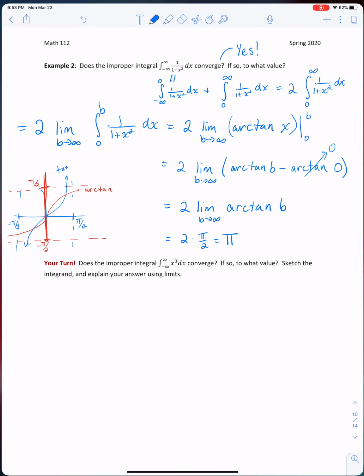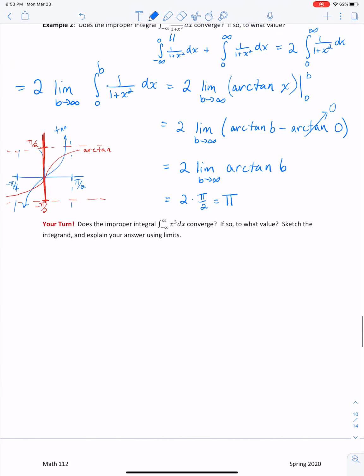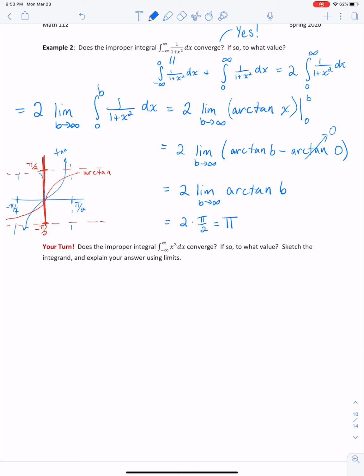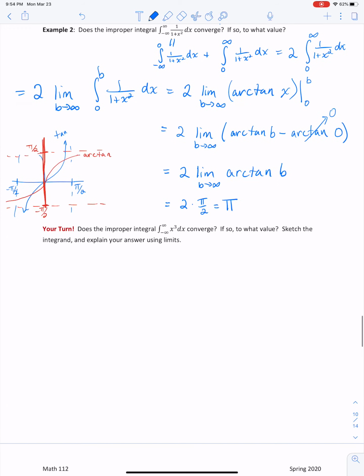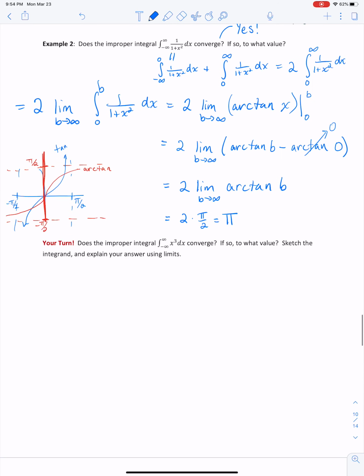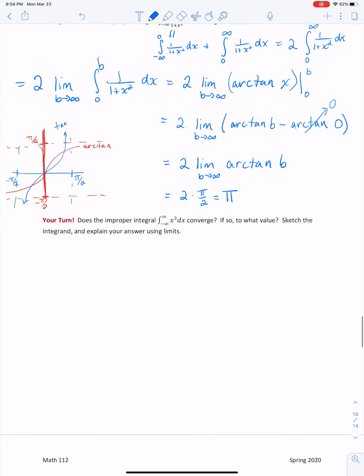Okay, I'm going to pause right here and give you some time to work through the integral from minus infinity to infinity of x cubed. I'd like for you to do this one, include yourself a sketch, and then start up with the next video when you have finished that.